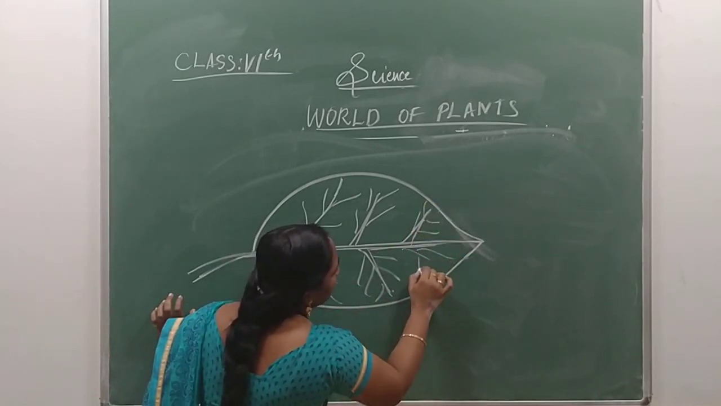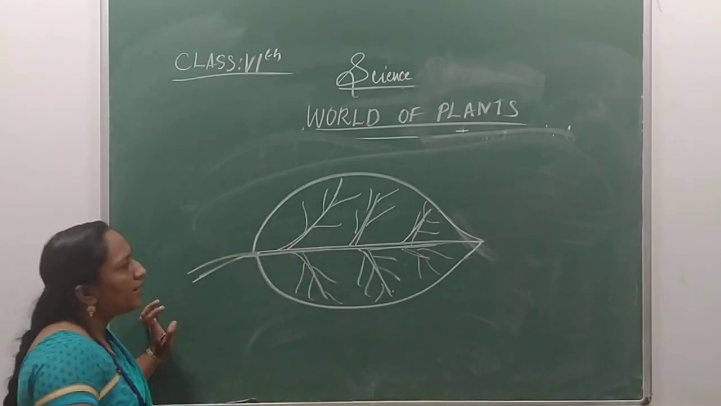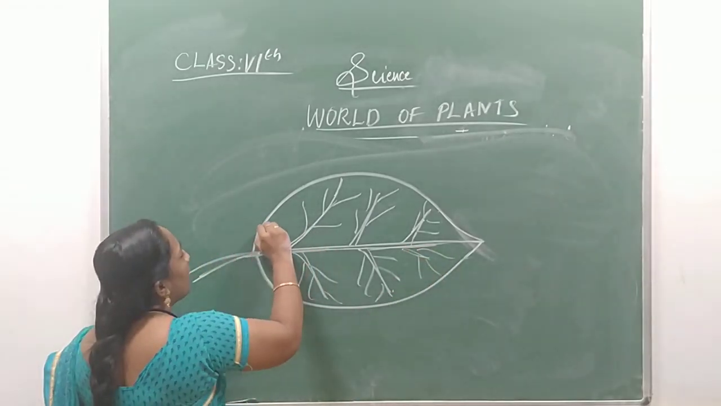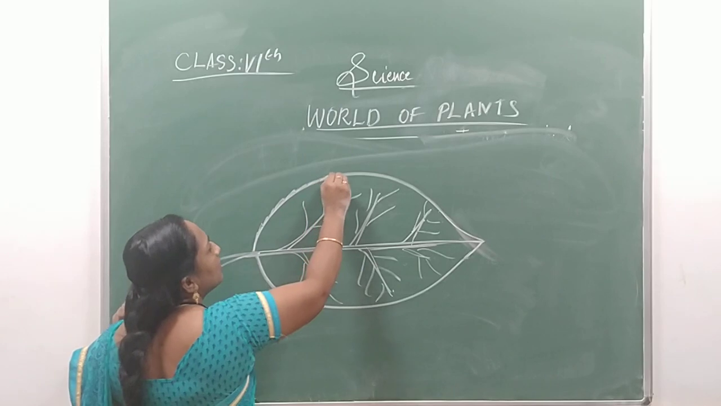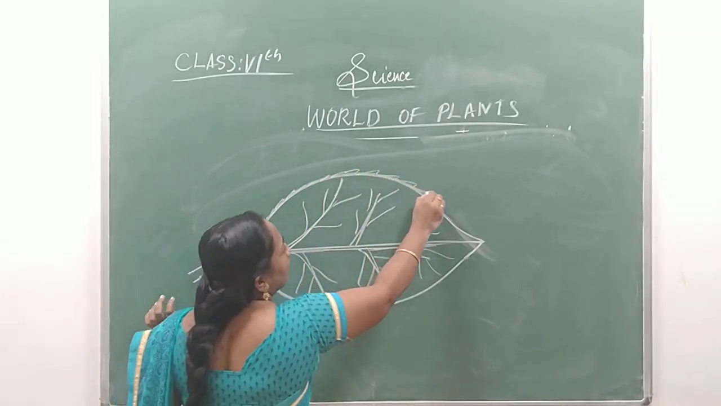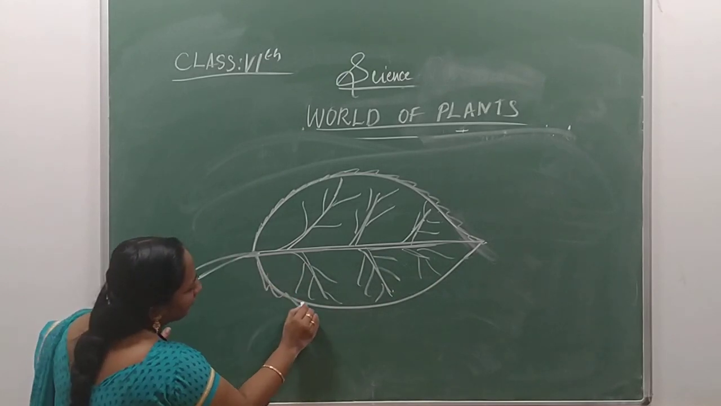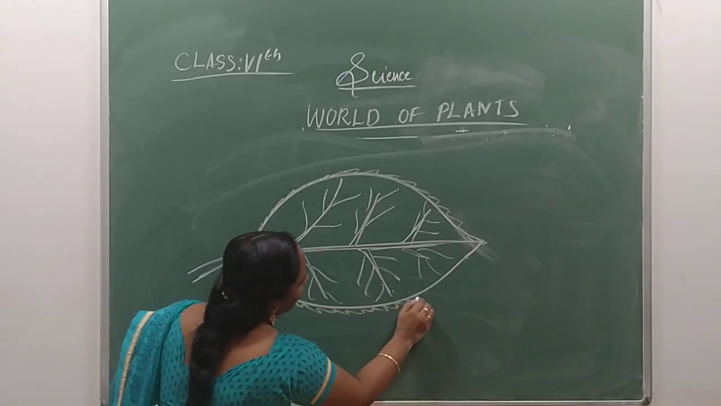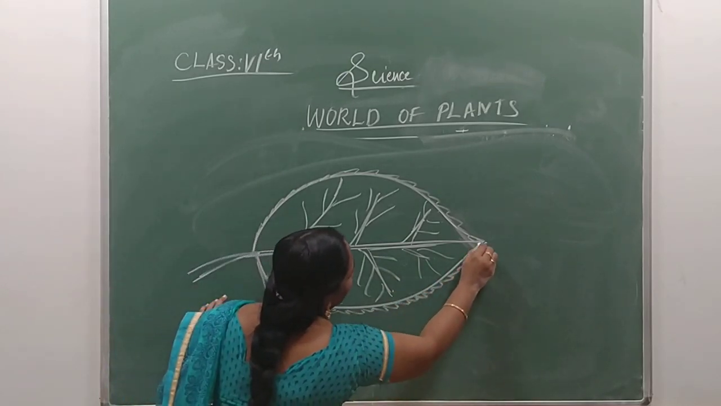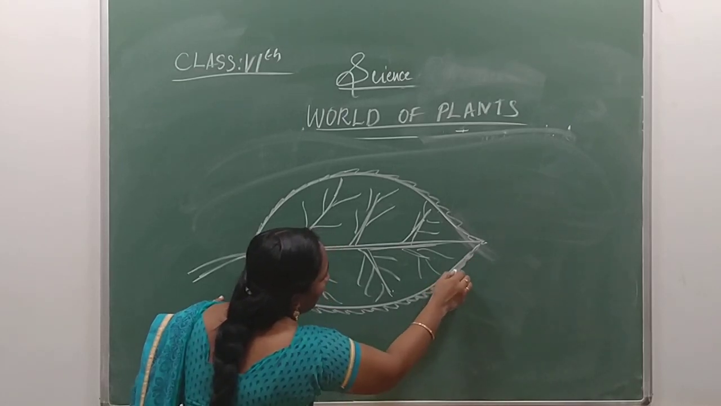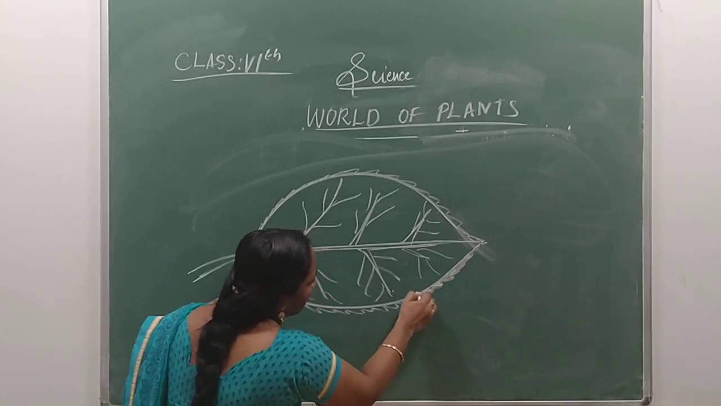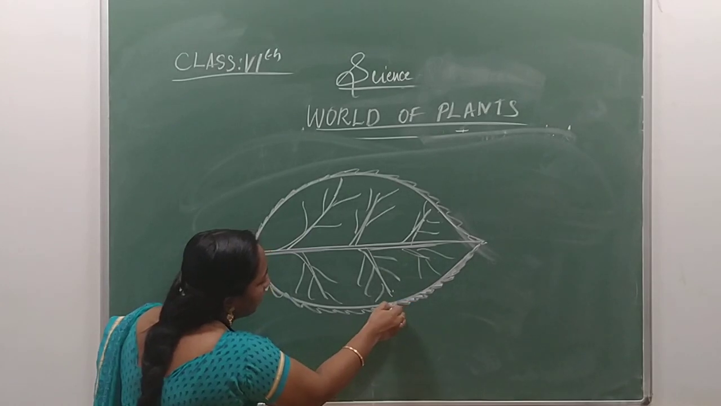Children, do you remember how to draw this diagram? Let's get ready to label the parts, and you have to draw the margin as per the plant which you like. Okay? Each plant will be having a different pattern of margin. So what is this called? Margin.